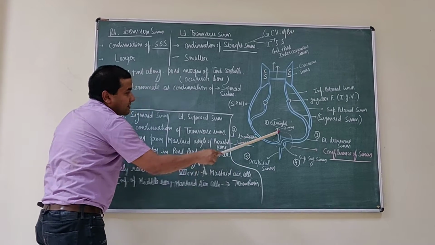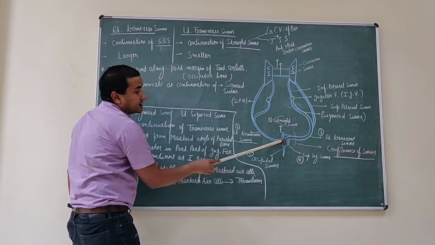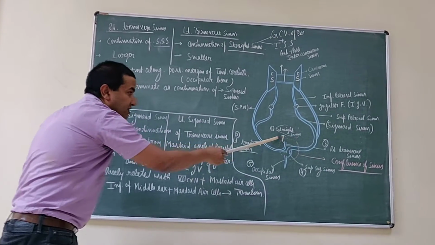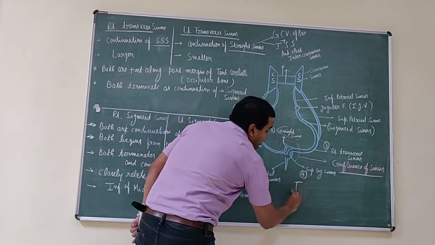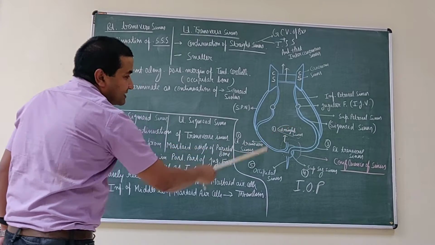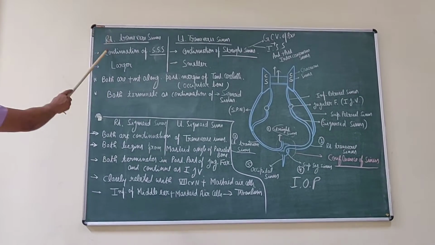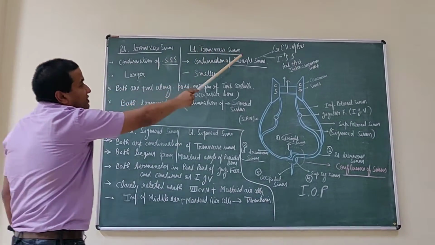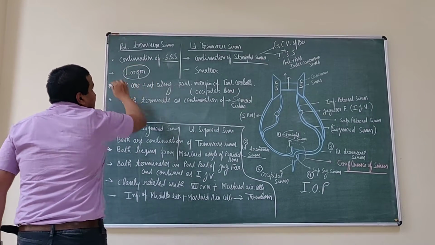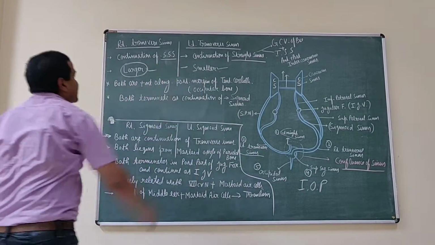This straight sinus continues towards the left side and becomes the left transverse sinus, while the superior sagittal sinus turns towards the right side and becomes the right transverse sinus. This change occurs around the internal occipital protuberance. So the right is the continuation of the superior sagittal sinus, and the left is the continuation of the straight sinus. The right transverse sinus is larger than the left transverse sinus. The left is smaller in size, the right is larger in size.